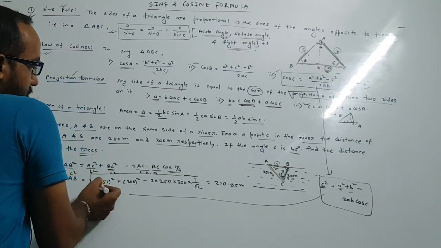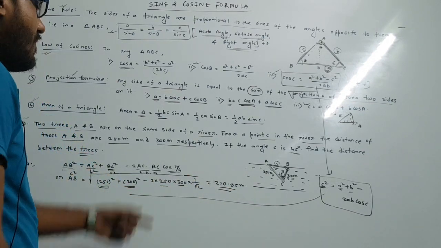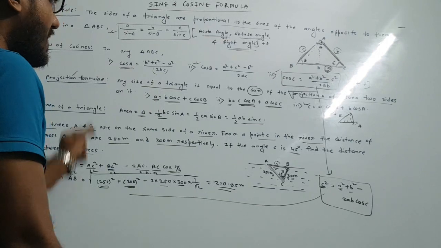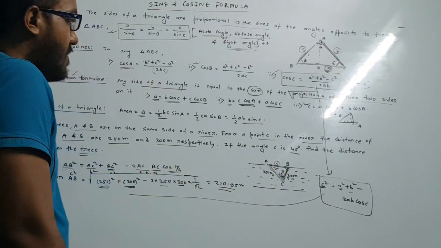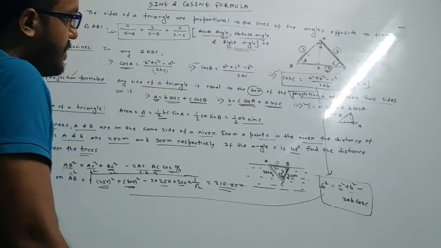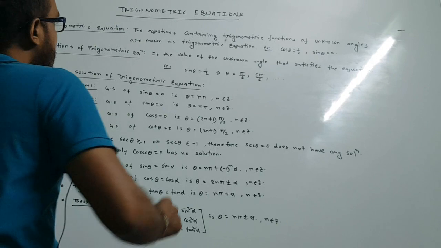After that, put the values, and the distances are given, and you will get the answer. So if you can remember these formulas, it would be very easy to solve this type of sum. So this is our trigonometric equations.